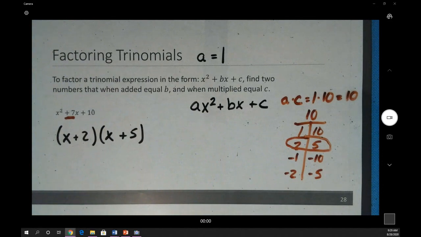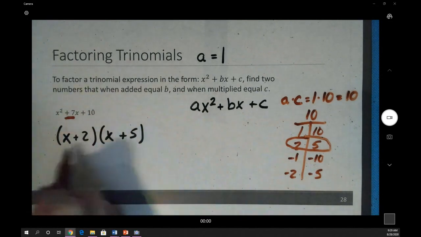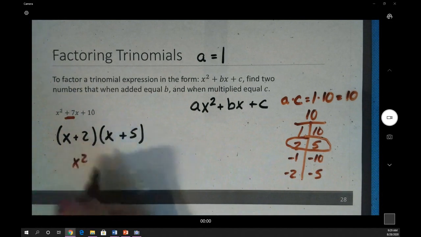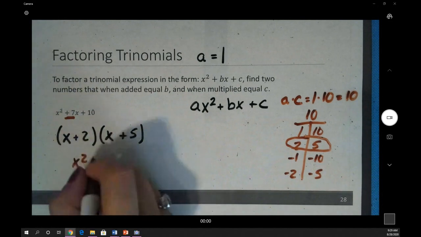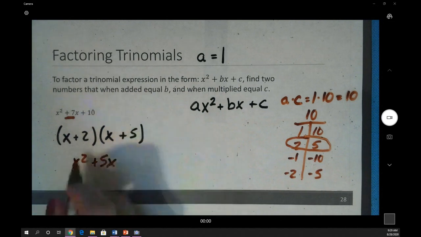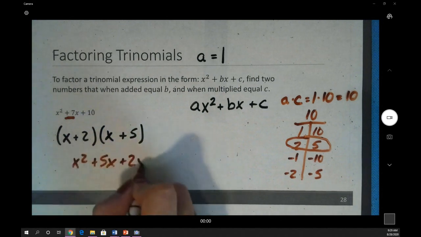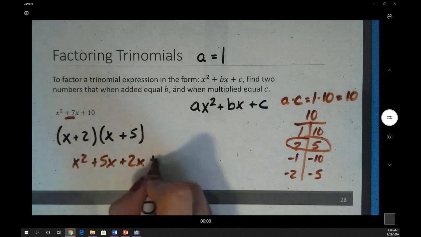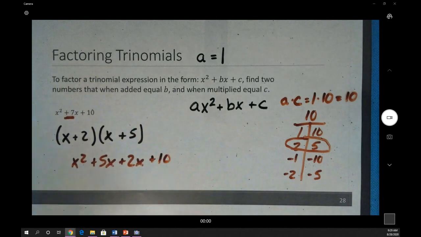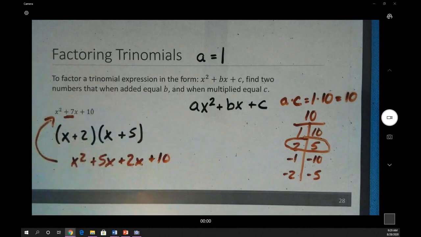As I mentioned when we were doing greatest common factors, we can always check our answers by multiplying it back out. So we have x times x is x squared. X times 5 is a positive 5x. 2 times x is a positive 2x. And 2 times 5 is a positive 10. If I combine my like terms, I get back to the x squared plus 7x plus 10.